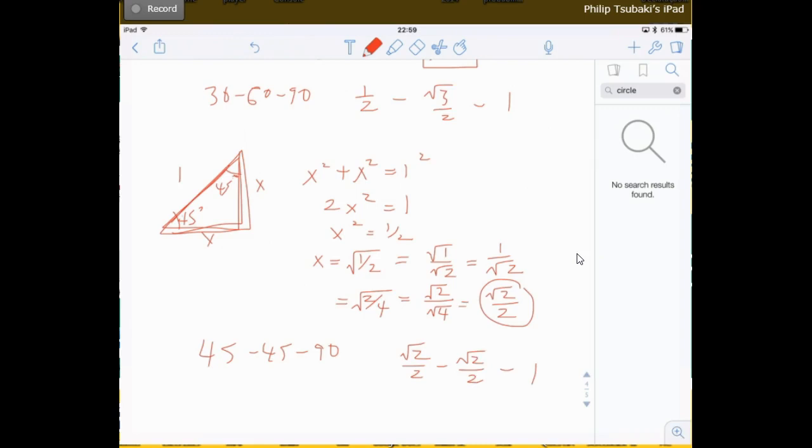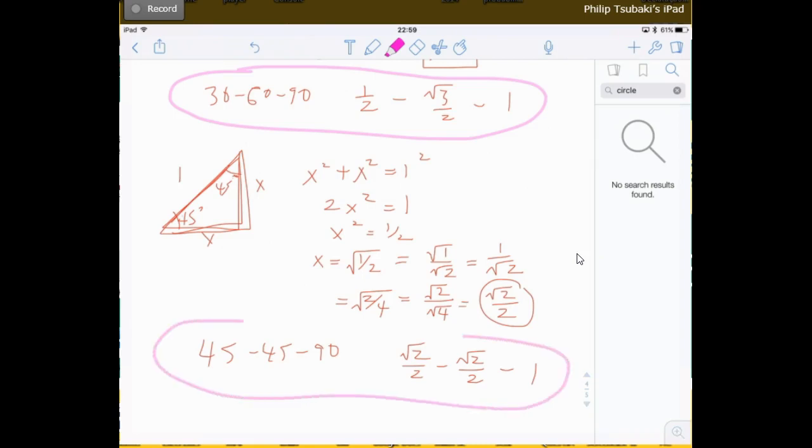So basically, the takeaway from this is you have to accept and know by heart that a 30-60-90 triangle has lengths 1/2, square root of 3 over 2, and 1. A 45-45-90 triangle with a hypotenuse of 1 has sides of square root of 2 divided by 2, square root of 2 divided by 2, and 1. That's it.